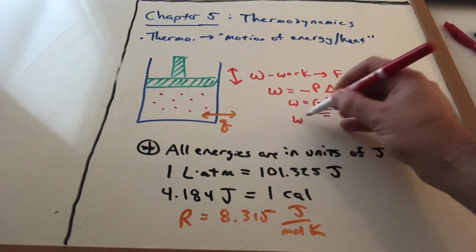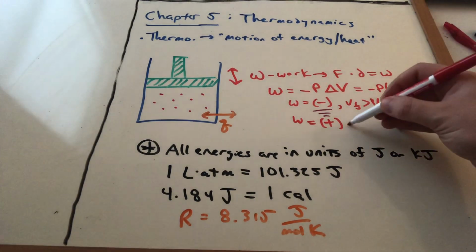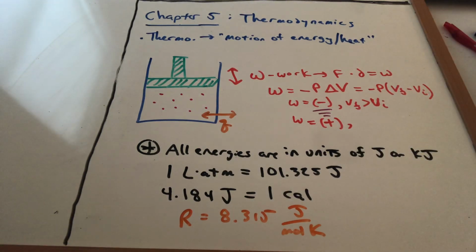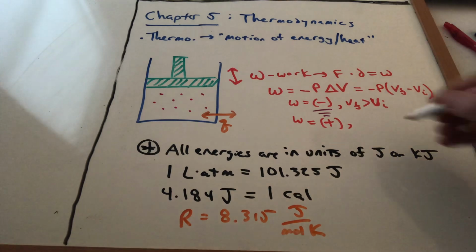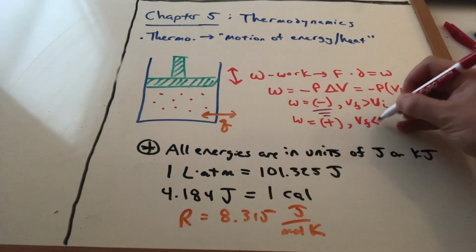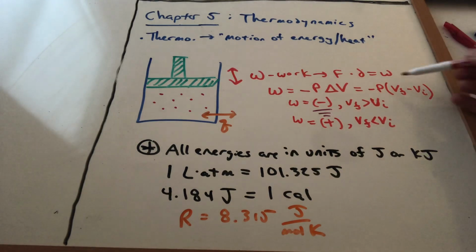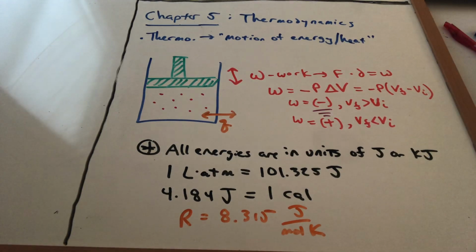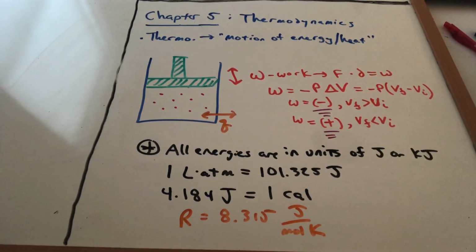Work could sometimes be positive, right? Well, how could work be positive? There's this negative sign out in front, but there's also this subtraction here, right? And if V final is less than V initial, when you do that subtraction, you get a negative sign that cancels with that negative sign there, okay? When work is positive, energy has entered the system.